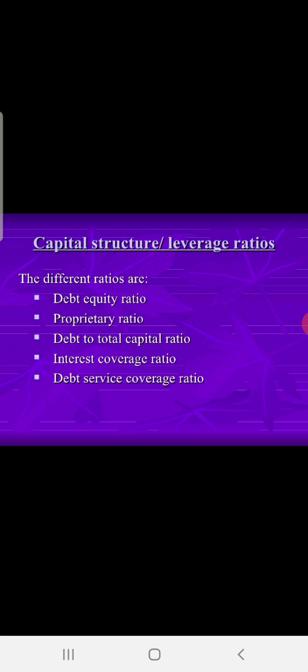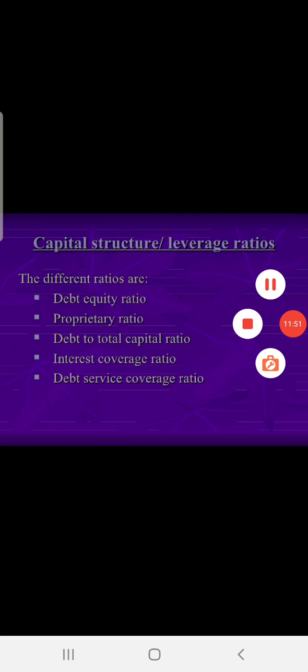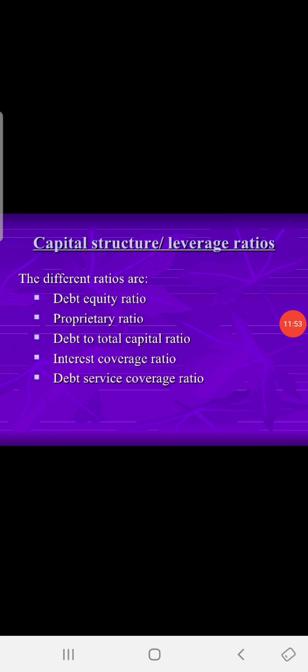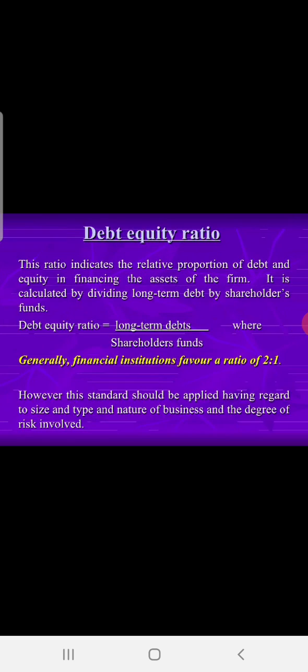It is also divided into various types: debt equity ratio, proprietary ratio, debt and total capital ratio, interest coverage ratio, and the debt service coverage ratio. These are some types, some bifurcation of the leverage ratio. Now one by one we are going to start with these different ratios.